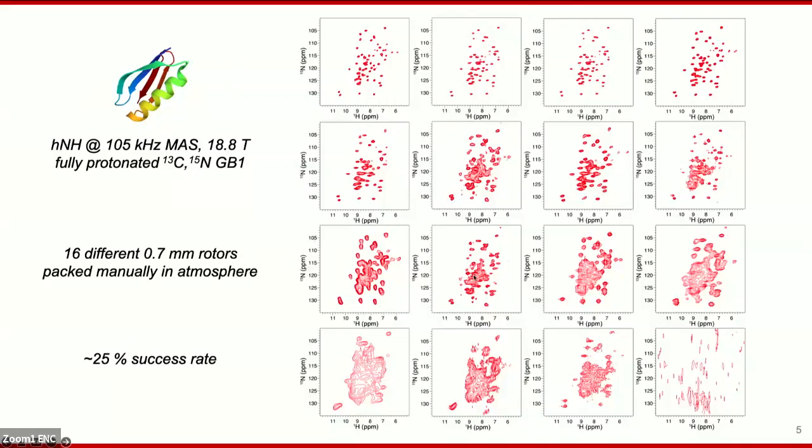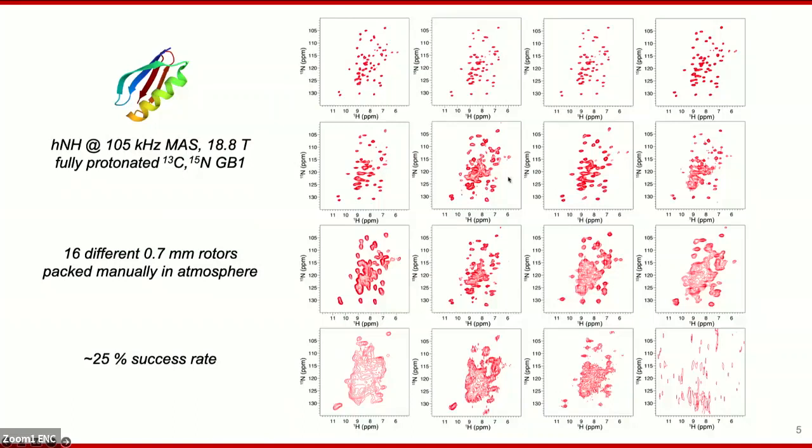And I want to point out that there's sort of a spectrum of bad spectra that we get when packing sometimes. There's very obviously something that went wrong in these ones. Maybe it's dehydration, and probably dehydration. But in this one, sometimes the sample didn't even transfer properly into the rotor.